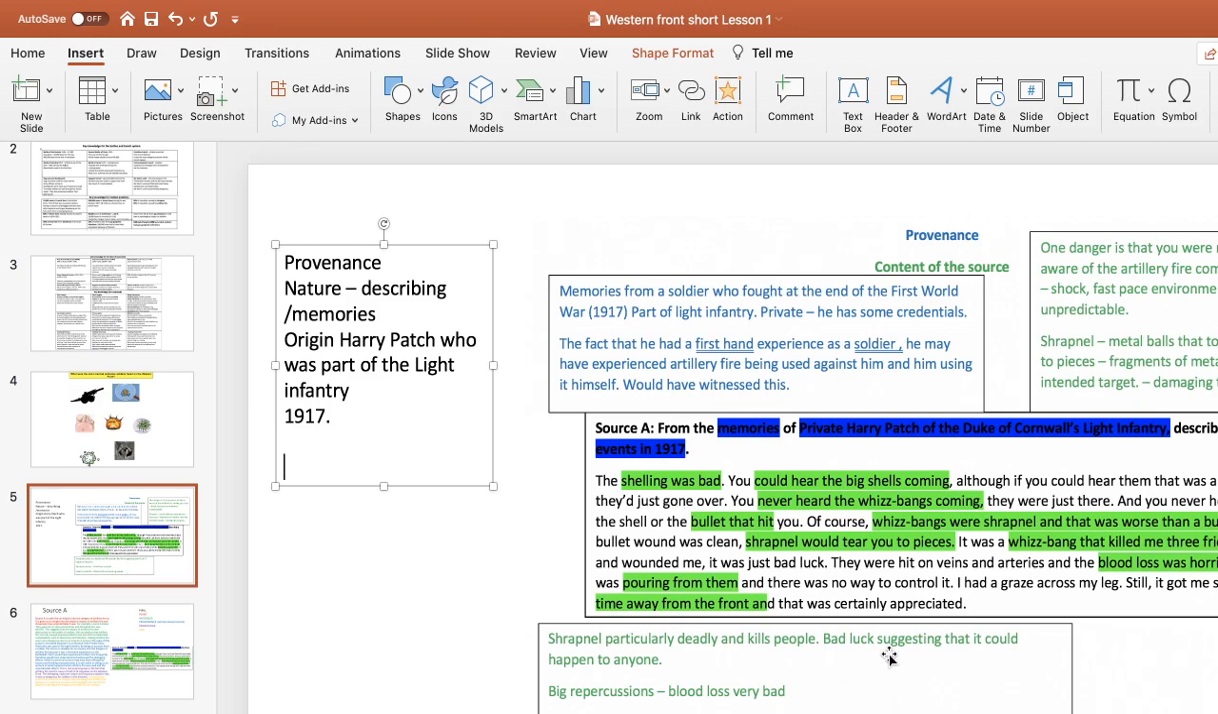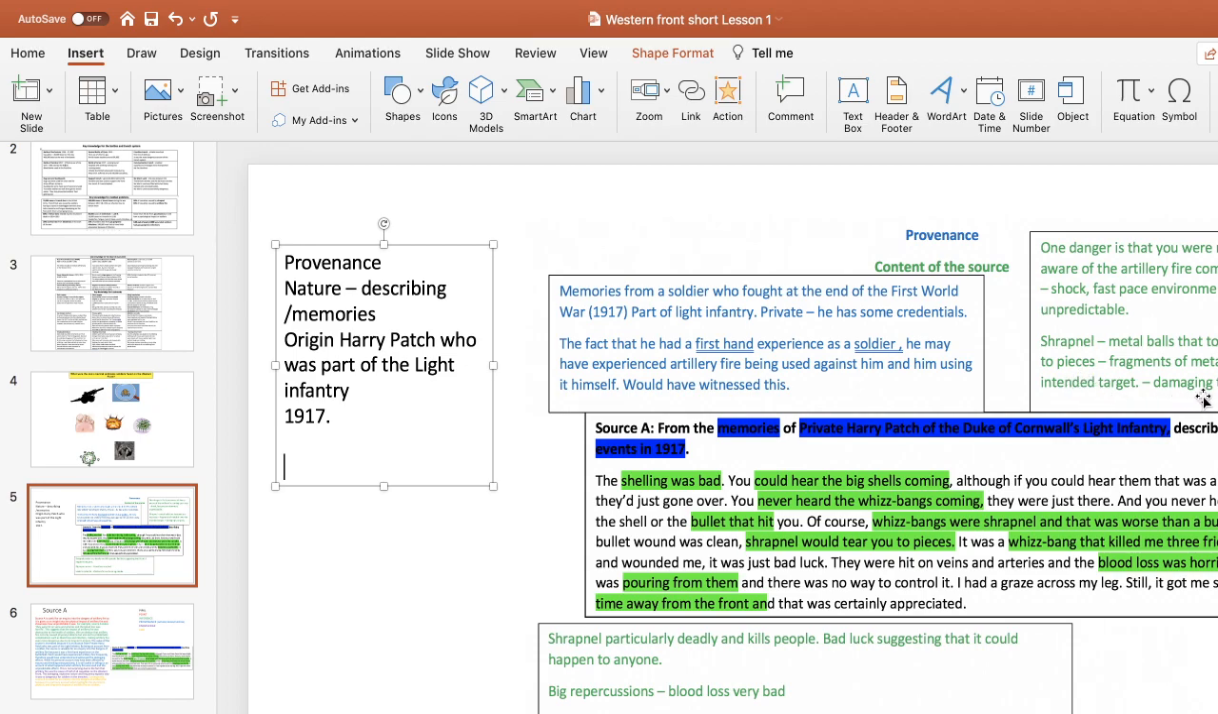So, what we need to know to be able to write our typical paragraph on source A is, we need to think, what is this telling us about the dangers of artillery fire? And the things that I've highlighted are key information that we're learning about the dangers of artillery fire based on this source. For example, we now know that one danger is that you're not always aware of the artillery fire. It's unpredictable. It's a fast-paced environment. We also now know this source is useful to us because we now know about shrapnel. We know that it's deadly.